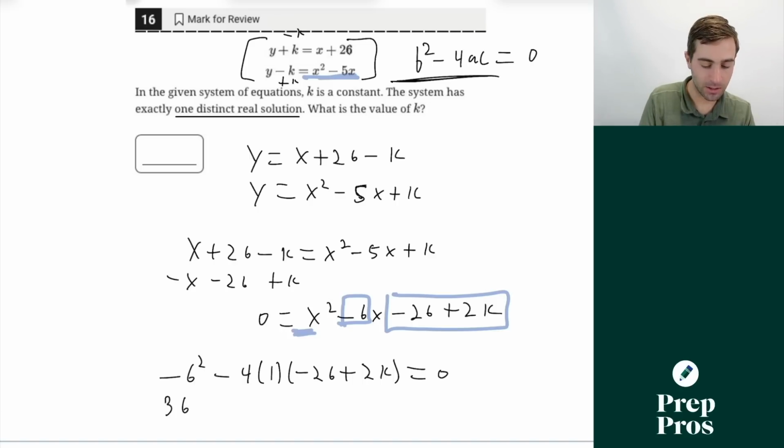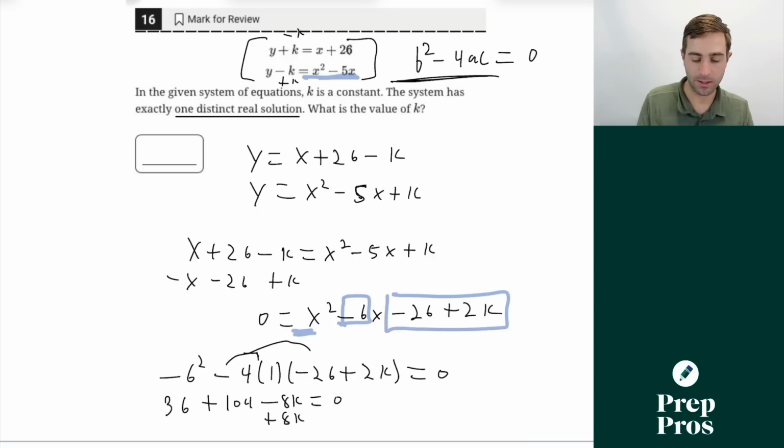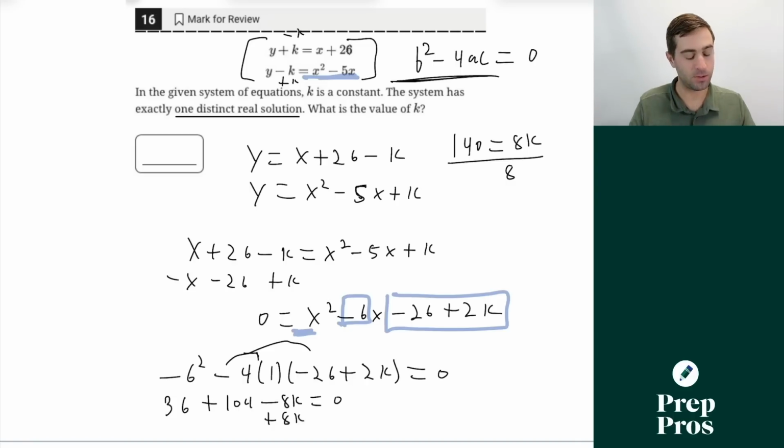So this is going to give us that 36 minus the 4 times the 1, and then we're going to distribute that to all of that. So this is going to give us plus 104, and then minus 8k is equal to 0. So now we can add over that 8k. I'm going to jump up here as I'm running out of space. But this is going to give us that 140 is equal to 8k, and now we can divide both sides by 8. And when we do so, we're going to find our correct answer of k is equal to 17.5.